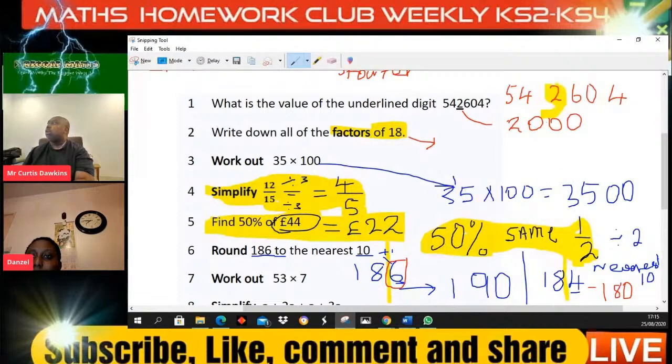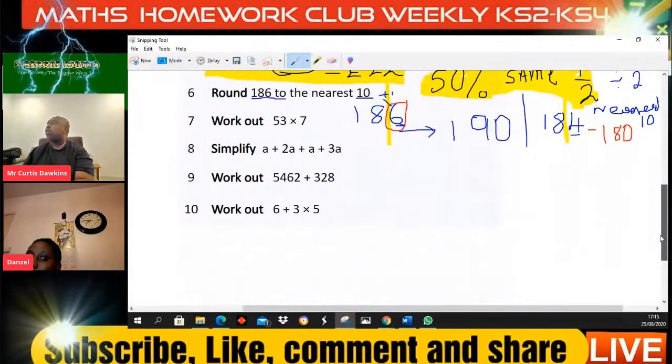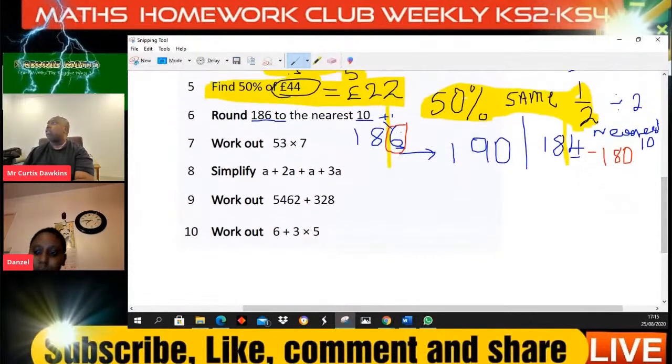Okay, let's see if I can tidy the board or we can get some more space. We can get some space there. So leave that actually. Should I write it out? Oh, yes, sorry.